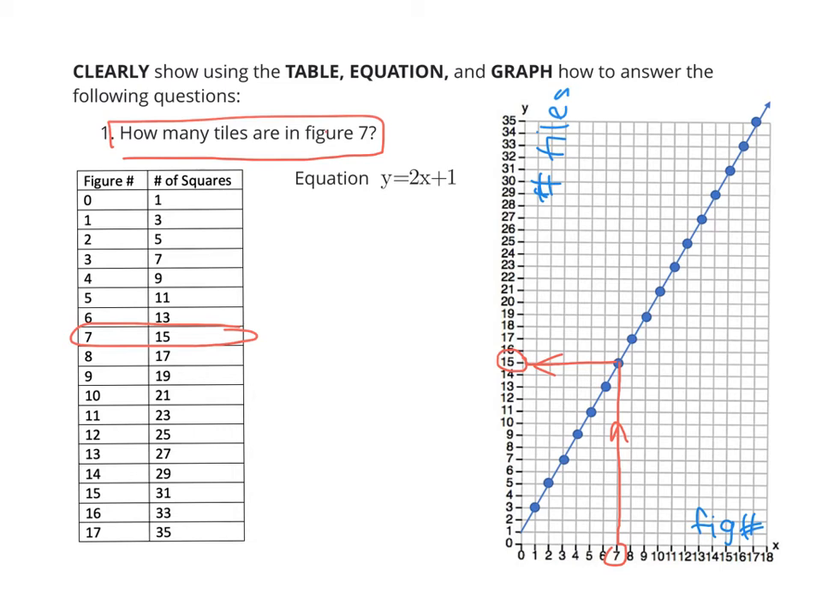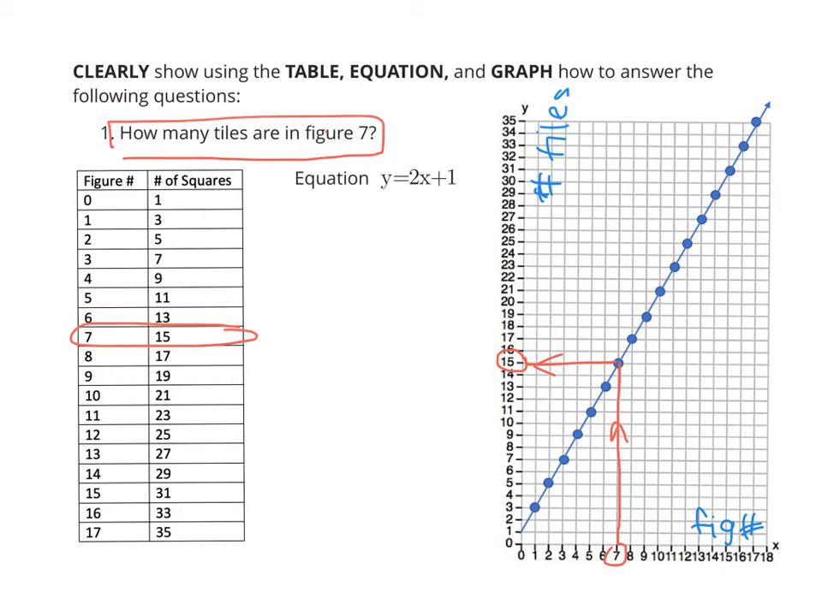Okay, now let's go and use the equation. On the equation, y still represents the number of tiles, which is what I'm trying to solve for. And x represents the figure number. So what do you think I'm going to do? I am going to take figure number 7, which is what I'm trying to find.